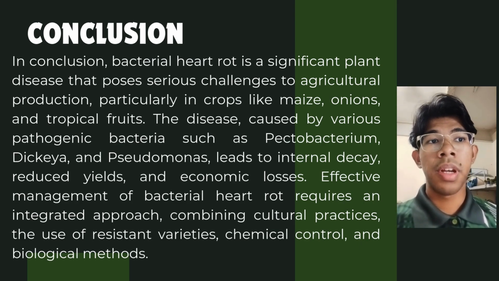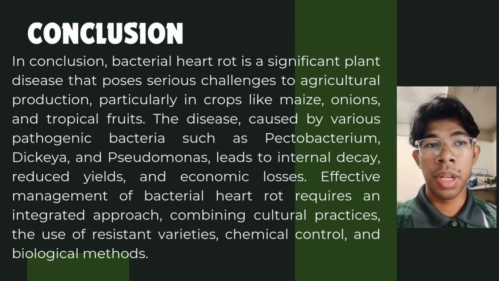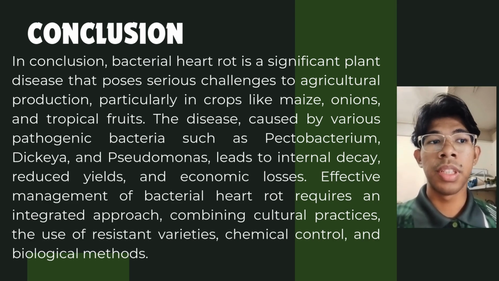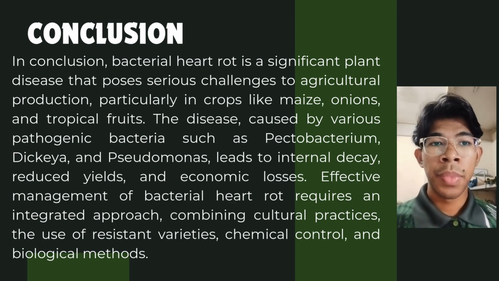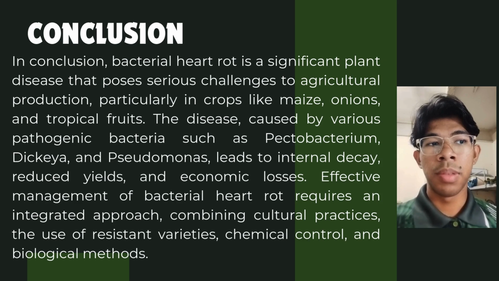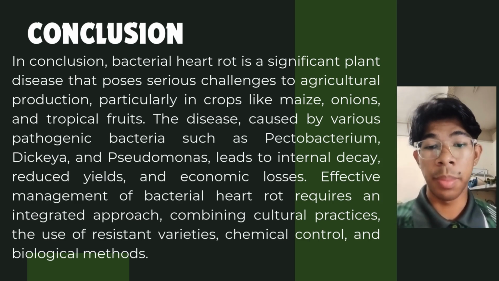In conclusion, bacterial heart rot disease is a significant plant disease that poses a serious challenge to agricultural production, particularly in crops like maize, onion, and tropical fruit. The disease, caused by various pathogenic bacteria such as Pectobacterium, Dickeya, and Pseudomonas, leads to internal decay, reduced yield, and economic losses. Effective management of bacterial heart rot requires an integrated approach combining cultural practices, the use of resistant varieties, chemical control, and biological methods.